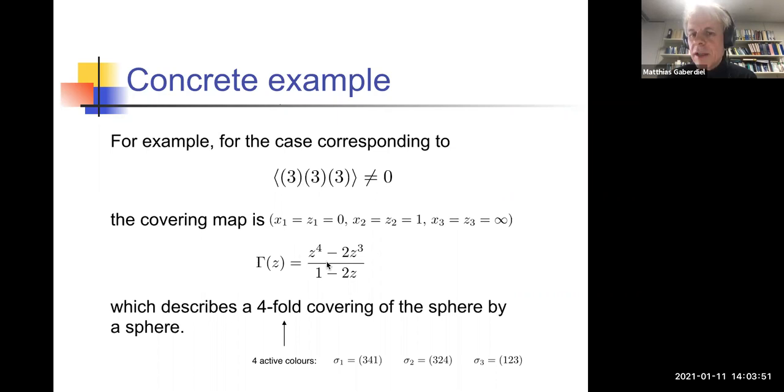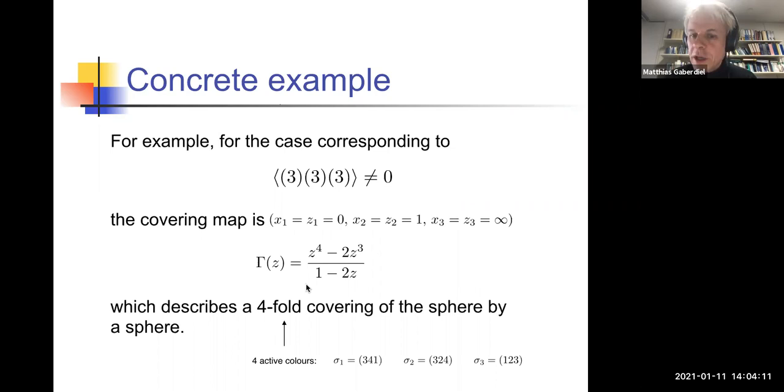You see this map sends 0 to 0, 1 to 1, and infinity to infinity. And near 0, it behaves like Z cubed. Near infinity, it behaves like Z cubed. And near 1, it also behaves like 1 plus (Z minus 1) cubed.